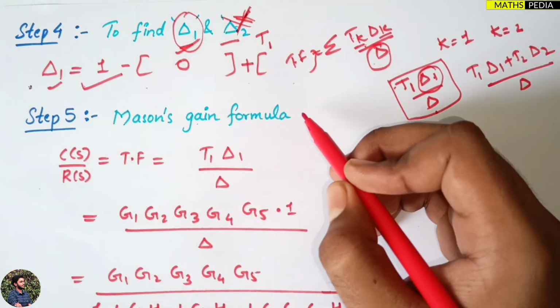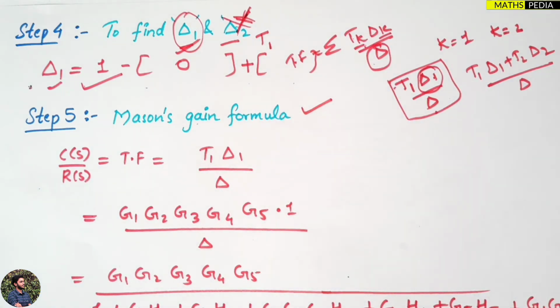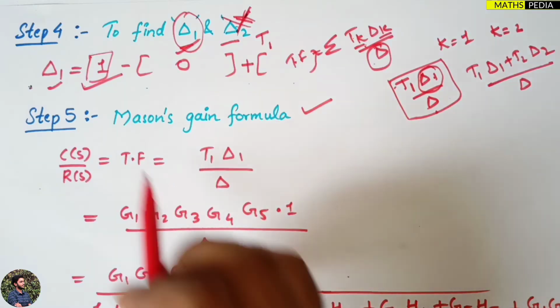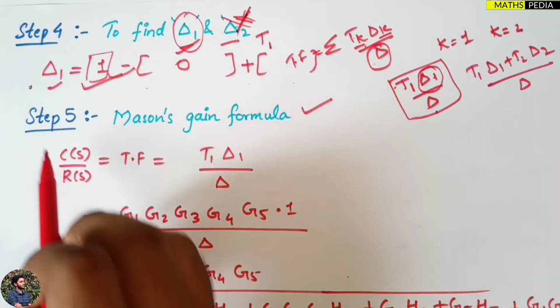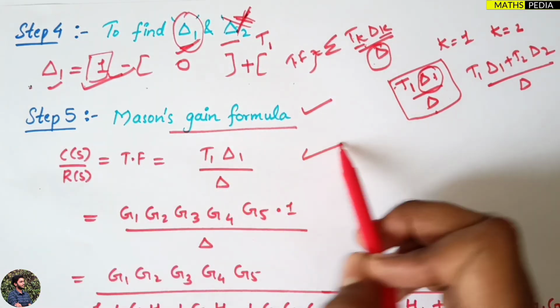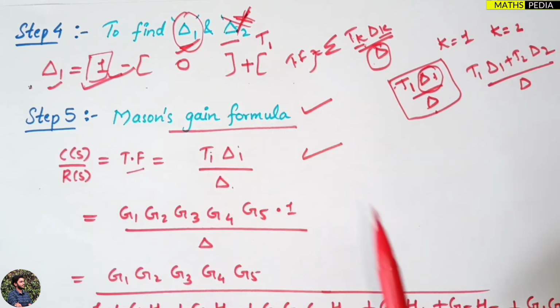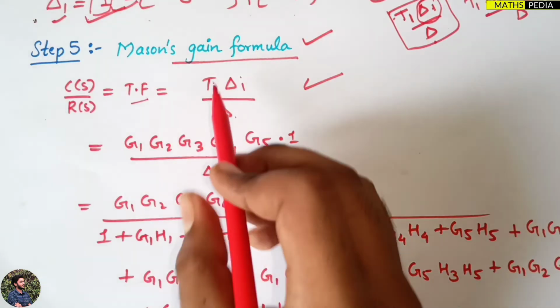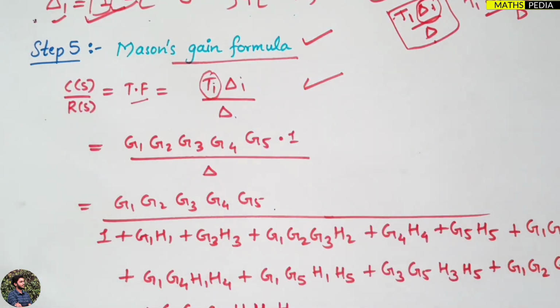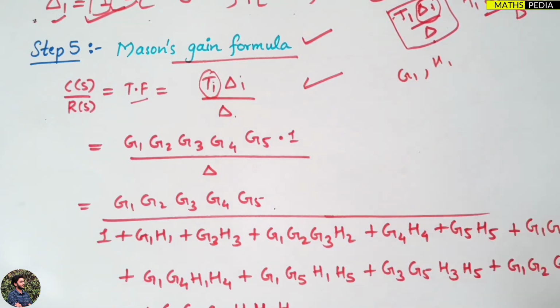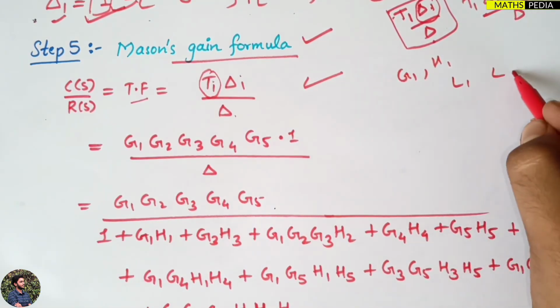Next we have the final step, that is nothing but Mason's gain formula. So delta 1 will be 1 minus nothing, so it is 1 itself. Most of the cases you will get it as 1. Okay, so step 5 is Mason's gain formula that we have discussed. C(s) by R(s) is nothing but the transfer function, which is equal to t1 delta 1 by delta. Always remember, the transfer function will be in terms of g1, h1, whatever those gains are, only. Don't write here L1, L2 and all.